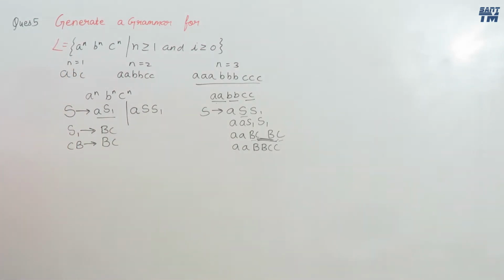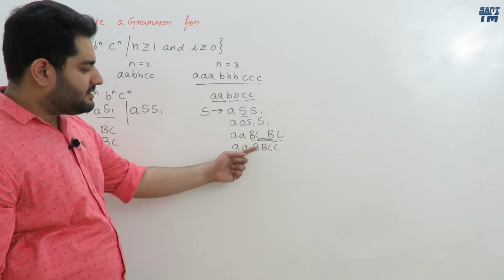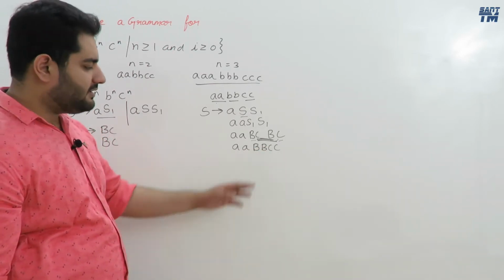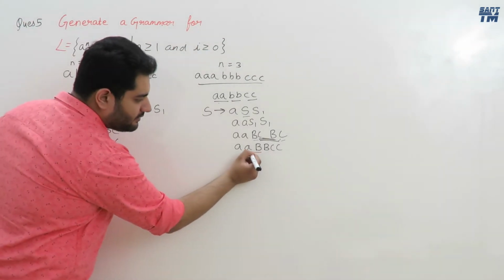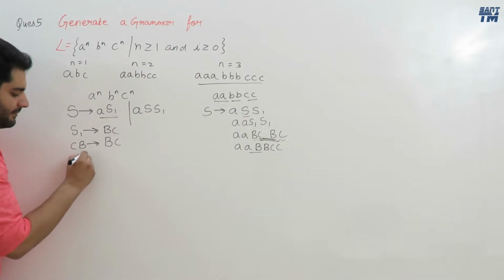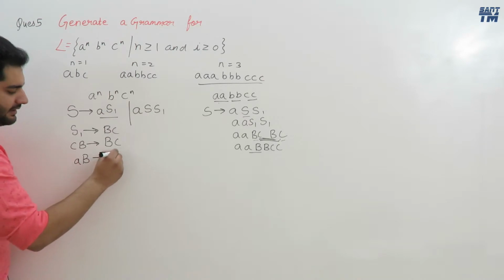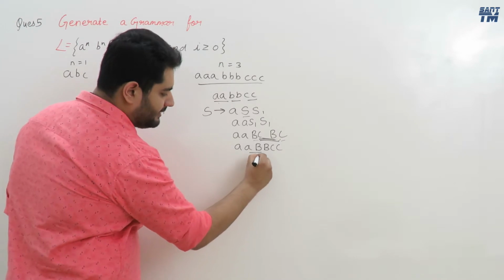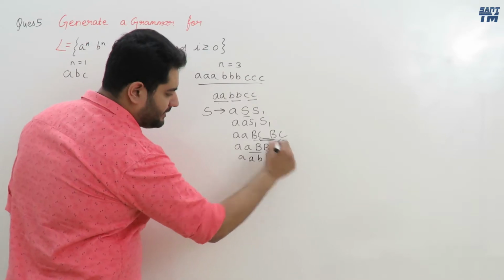Now we have got the non-terminal B's and non-terminal C's together. Now there should be a production that can change non-terminal B to terminal b and non-terminal C to terminal c. So we introduce a production such that terminal a, non-terminal B can be replaced with terminal a and terminal b. That means aB will become ab. This is a, this will become B, C, C.